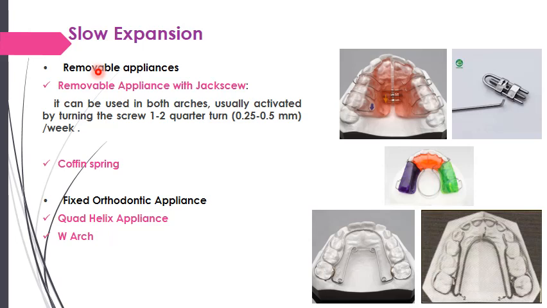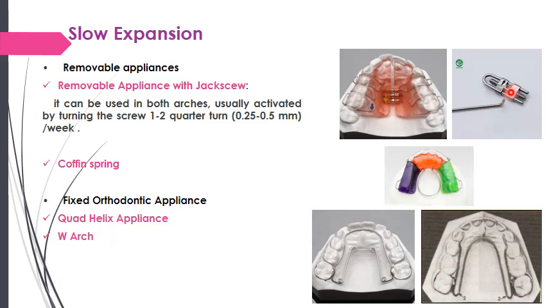The slow expansion devices, as we said, can be removable or fixed. For the removable, the most commonly used are those removable appliances with a jack screw, as we can see here from this picture. It consists of an acrylic base plate with good retention by incorporating an Adam clasp on the 6 and 4, and the jack screw will be situated in the middle. The acrylic will be split into two halves, and opening the jack screw will push the two halves apart from each other, and so it will produce force on the teeth and the bone to push them laterally, and we will get the arch expansion.